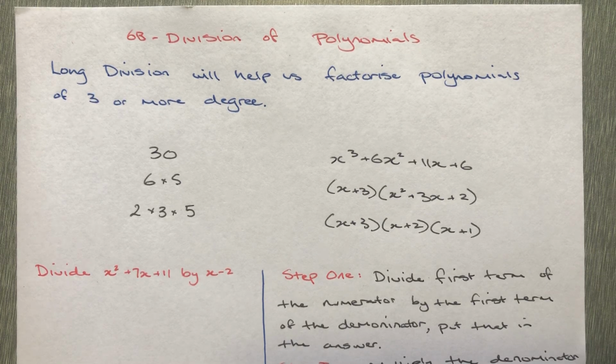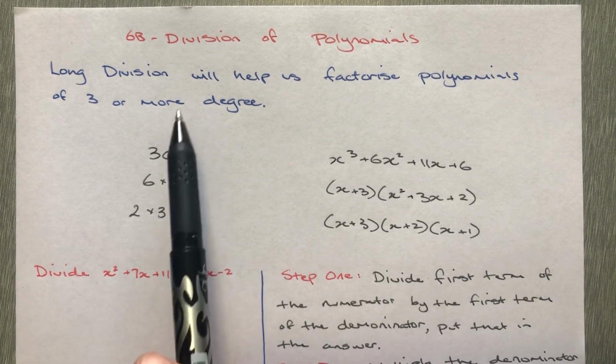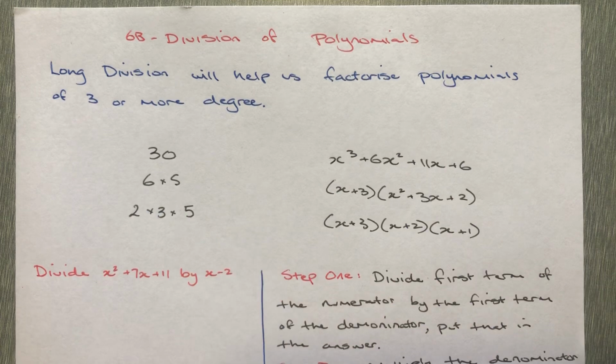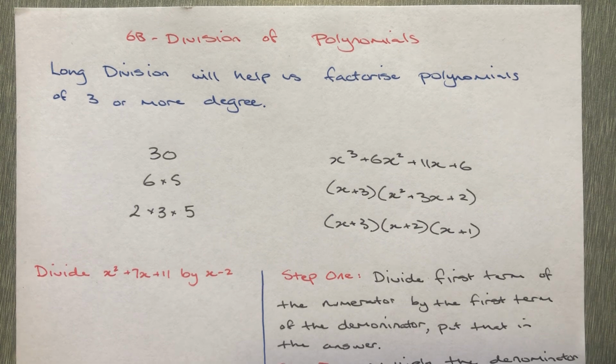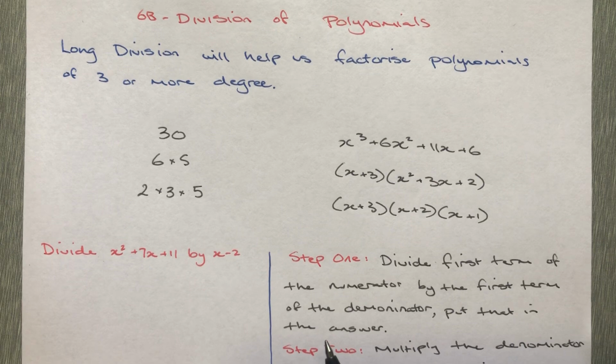Hi guys, so this is 6b, which is division of polynomials. The reason we're actually doing this is as I've got written down up here. Long division is going to help us factorize polynomials of 3 or more degree. So that means your cubics, x to the power 3, quartics, x to the power 4, and going onwards, x to the power of 100 if you want to. There's no way we're going to get up to that number, but it will work for any polynomial.